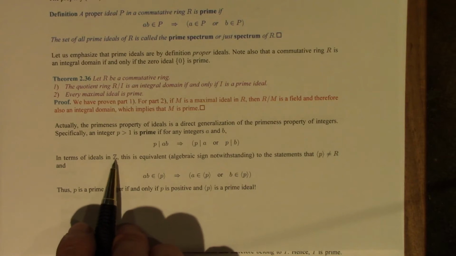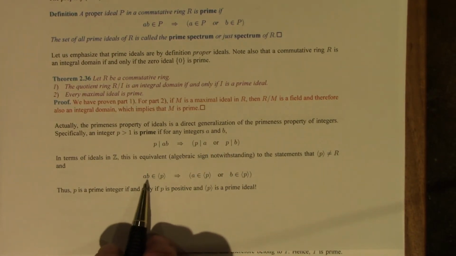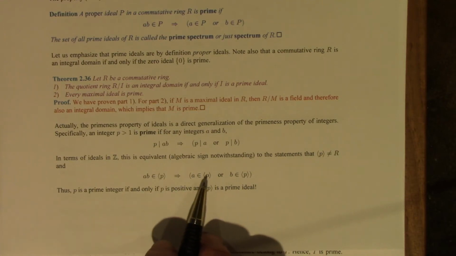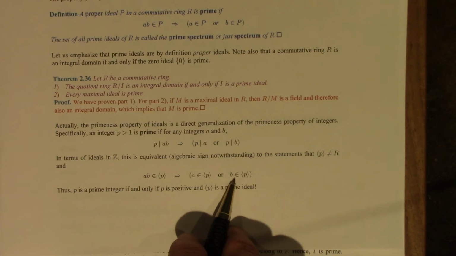In terms of ideals in the ring of integers, this is equivalent to saying that a product is in the principal ideal generated by P implies that one of the factors is in that principal ideal.